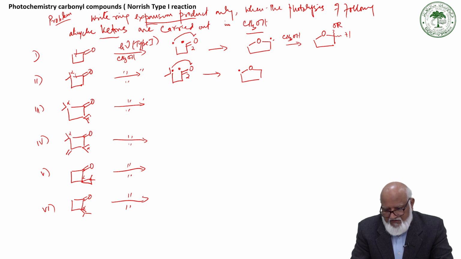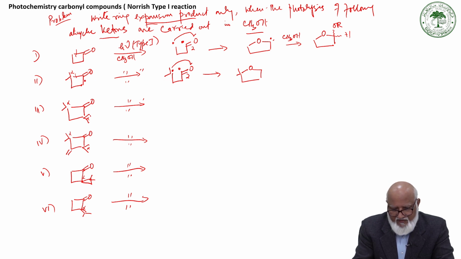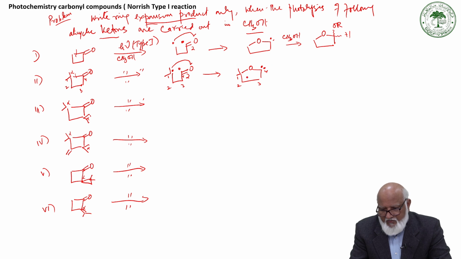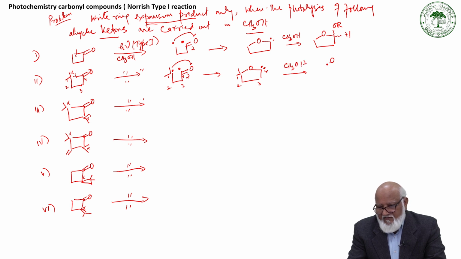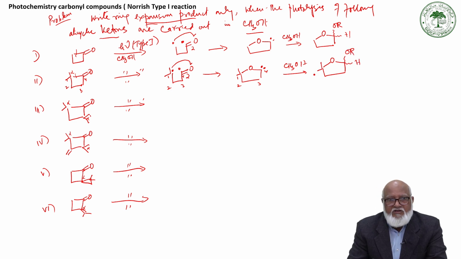Let us number this 1, 2, 3, and 4. So the carbene is going to be formed on the 4th carbon, and then the first carbon attacks on the oxygen, not nitrogen. Oxygen is part of the ring. Now in the presence of methanol, it is going to give a product like this, OR and H. So this is a possible product in this particular case.